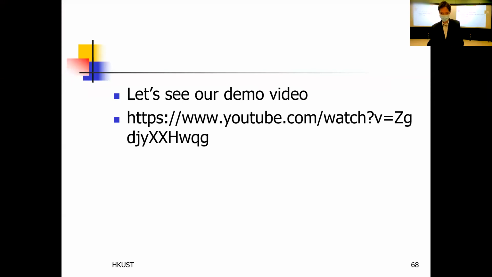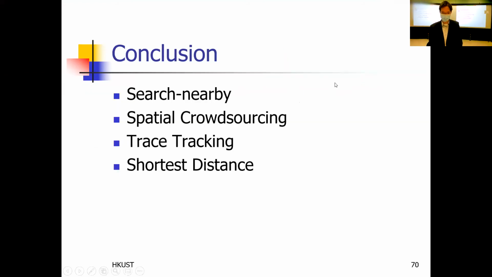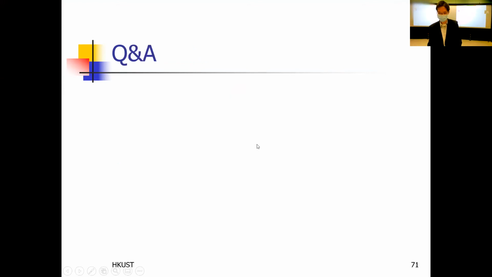Okay, we have already finished the third paper. This is my work about the shortest distance on terrain. Now let me summarize. We have talked about the shortest distance just mentioned, and I also did work on search nearby, spatial crowdsourcing, and trace tracking. This is the Q&A session. Thank you very much.